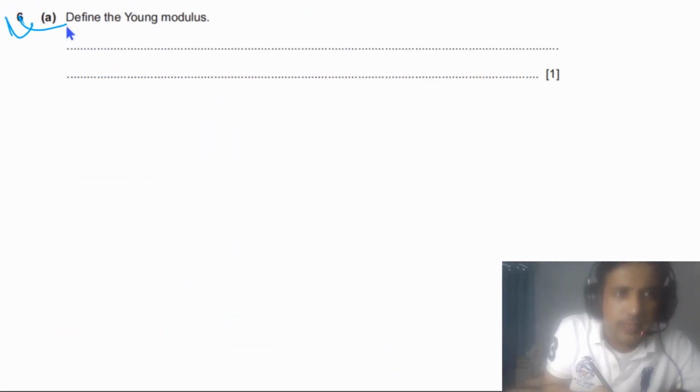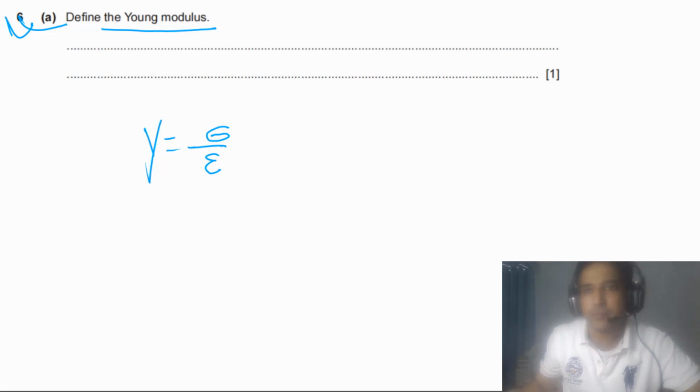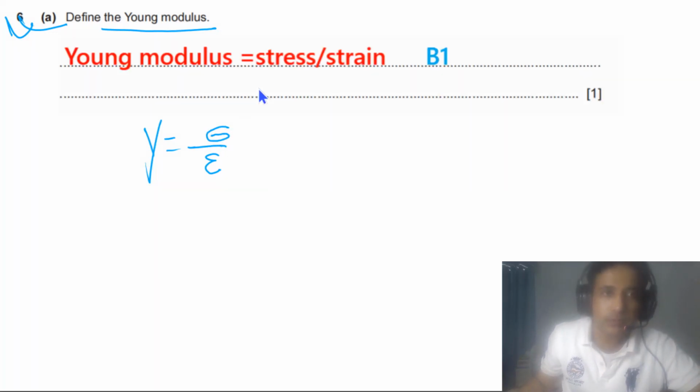Question 6 part A says define the Young modulus. Young modulus simply is equal to stress divided by strain. So simply we can say Y is equal to sigma divided by epsilon. Stress divided by strain is the ratio between these two quantities. So this is how you can write down your answer. If you write down stress divided by strain, you will get 1 mark, and this is the B mark.